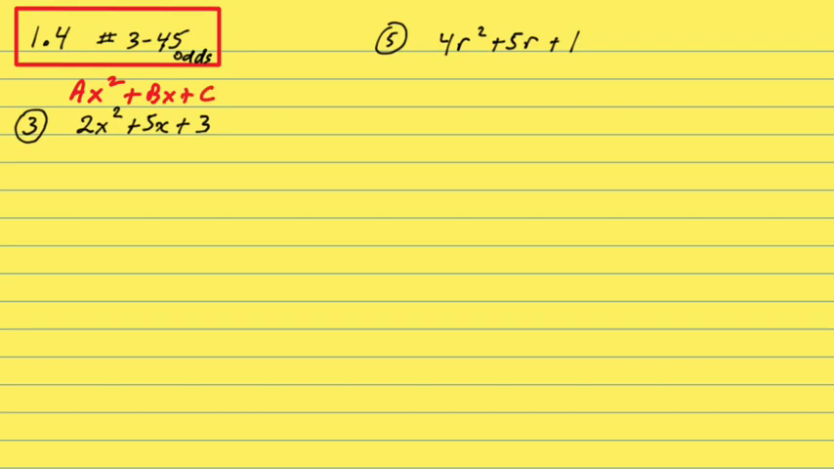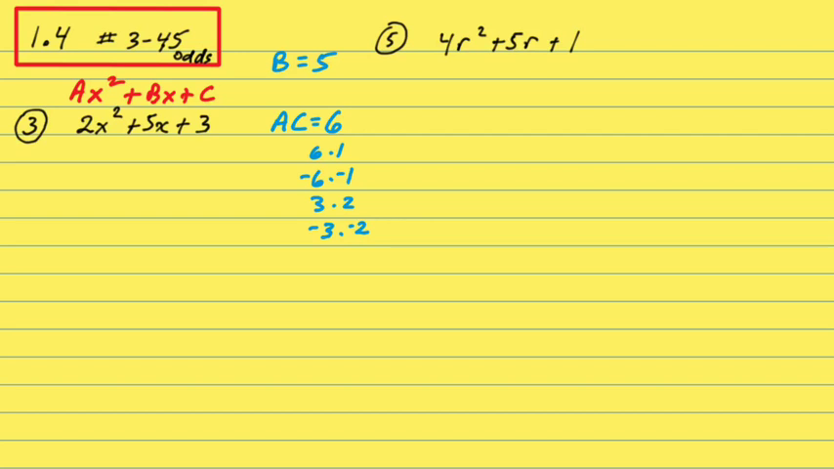I always find a times c. So if we can find a times c, what would that be? 2 times 3 would give me 6. List all the factors of 6. 6 times 1, negative 6 times negative 1. 3 times 2, negative 3 times negative 2. Then I also want to know what b is. B is 5. Any questions on finding a times c or b?